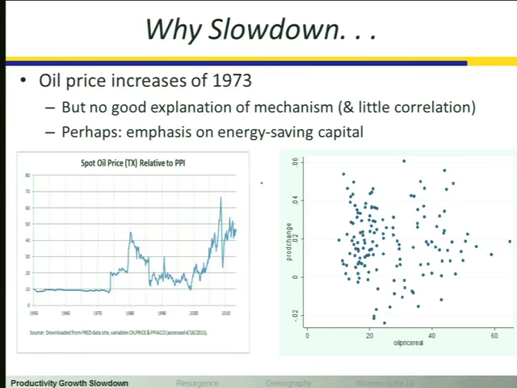The picture on the left is the oil price relative to the producer price index. I didn't want to just give you the oil price because that doesn't tell you anything until we make it relative to something else. So I took the spot oil price and just divided it by the PPI. The PPI is the producer's equivalent of the CPI. The CPI is the consumer price index, a number that measures the average price of things bought by consumers. The PPI is the producer price index, a number that measures the average price of things bought by businesses, producers.